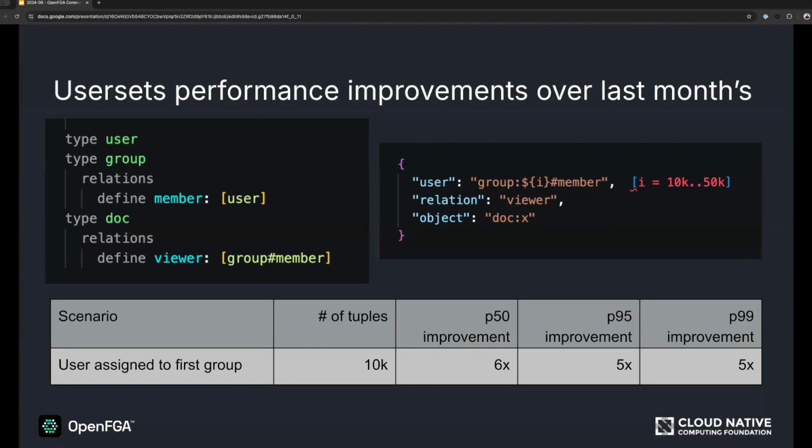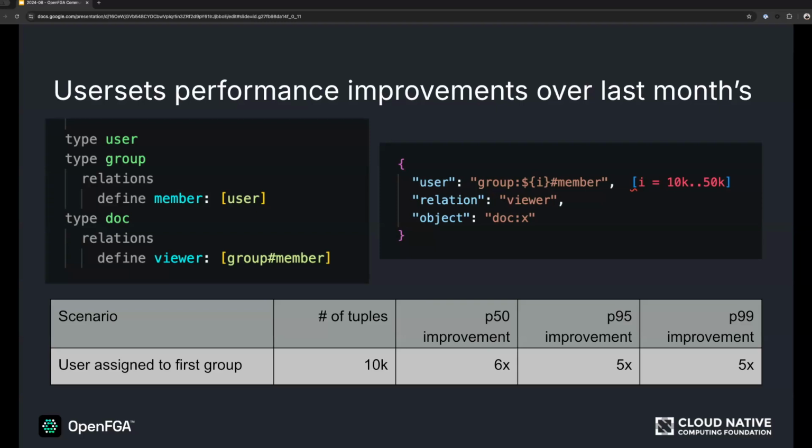And now we improve it also when it's assigned to the first set of groups, right? So the performance improvements for this specific scenario weren't as great in the previous version of OpenFGA. Right now performance is 6 times better or 5 times better, depending on P50 to P99, on this specific use case. So that keeps adding to the performance improvements we've been building.